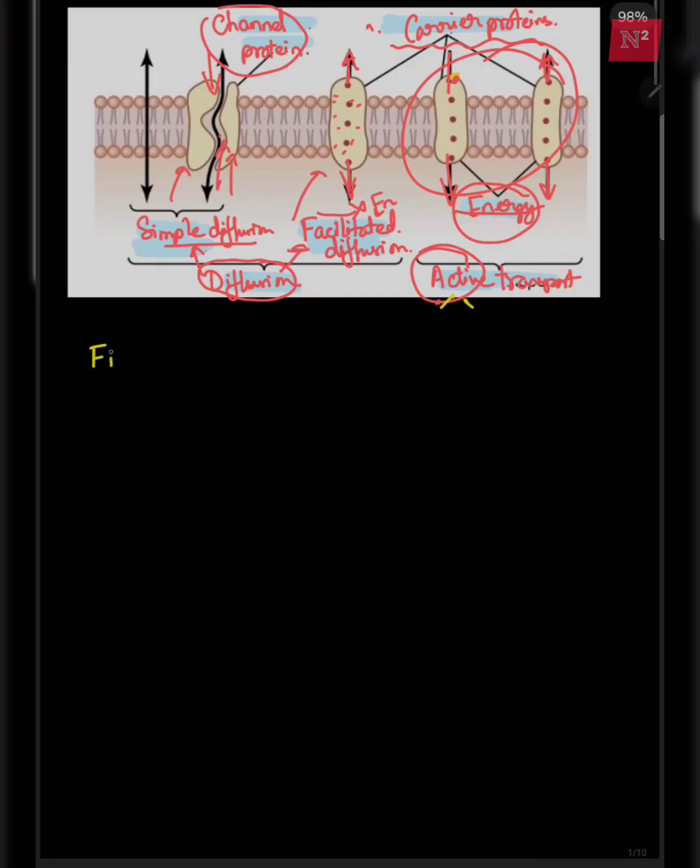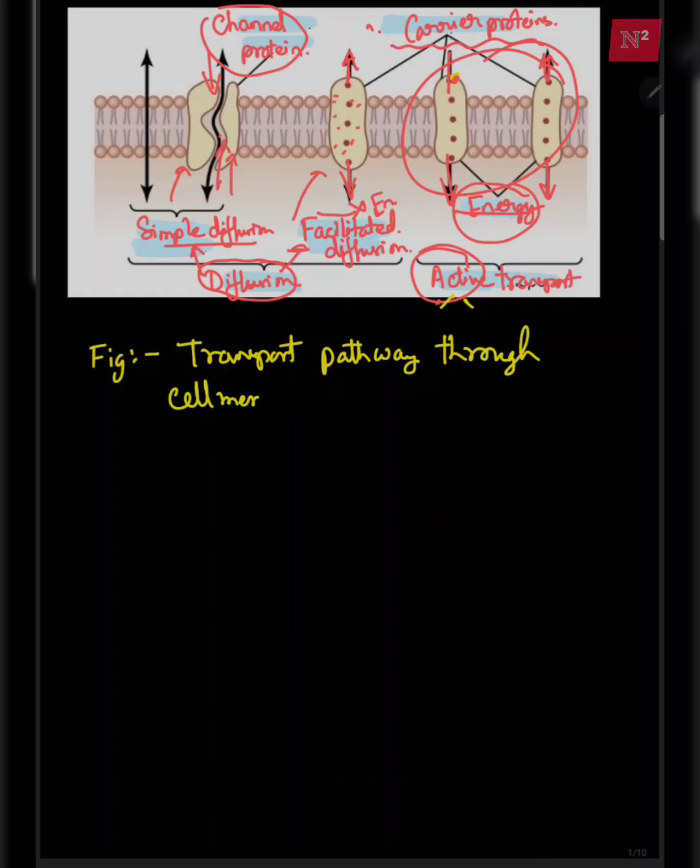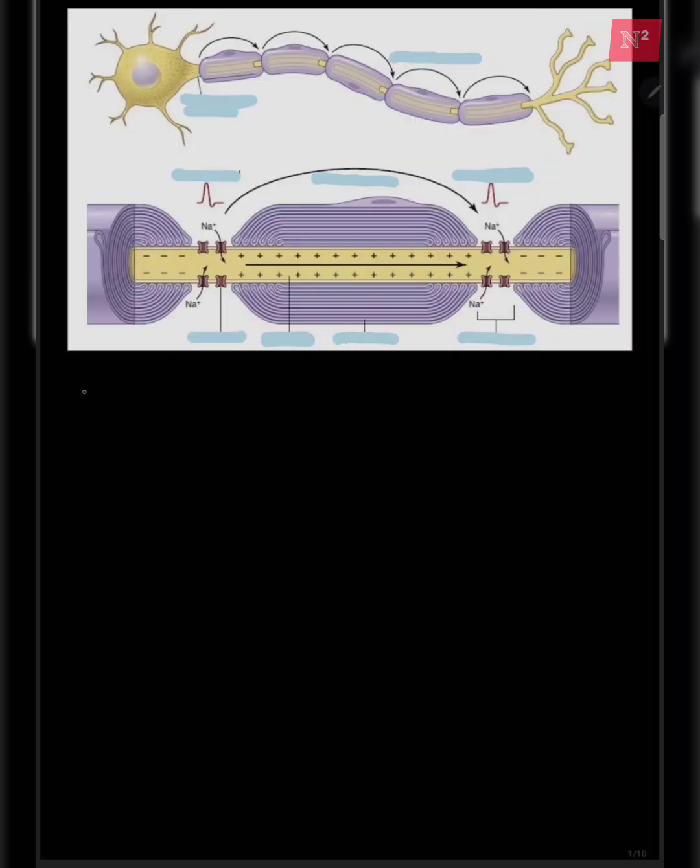so our figure is showing over here the transport pathway through the cell membrane of a cell, and the basic mechanisms of transport. Now the next picture is showing you what.